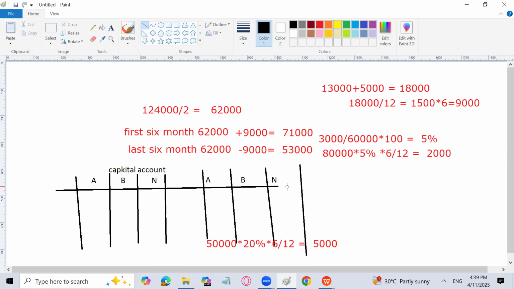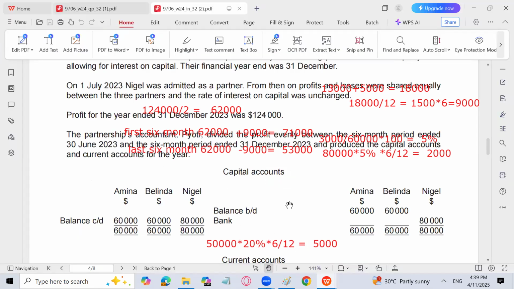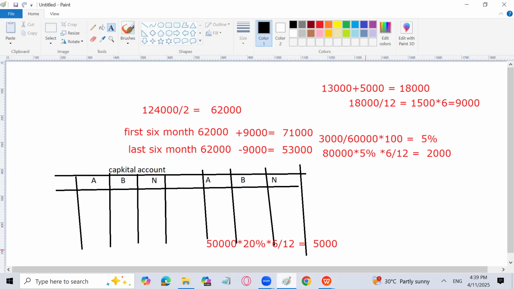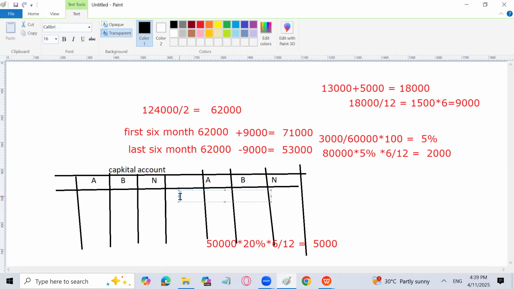And let's prepare the capital account. Sir, the capital account is already prepared in the question. Yeah, it is prepared, but that is not correct. That is wrong. How come? Let's see. Balance brought down is 60,000, 60,000, and bank is 80,000. That's fine. I will write here 60,000. Here 60,000. And Nigel has contributed new amount on 1st July as capital, and that is 80,000.